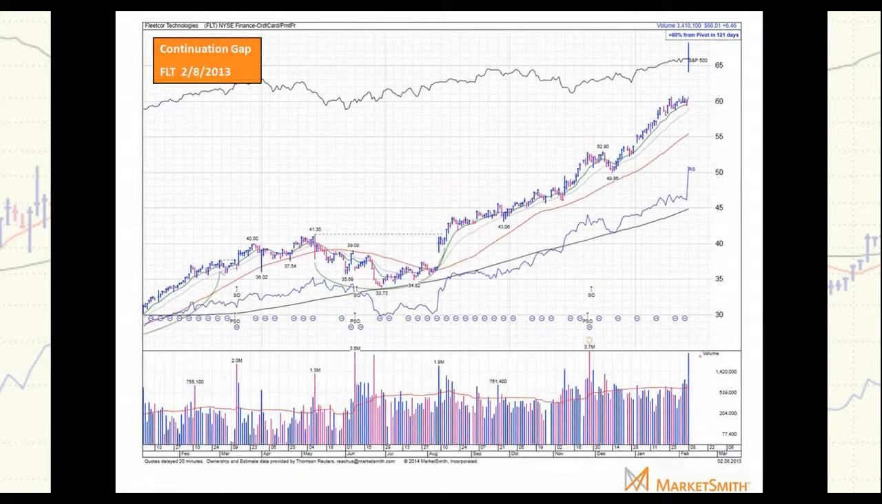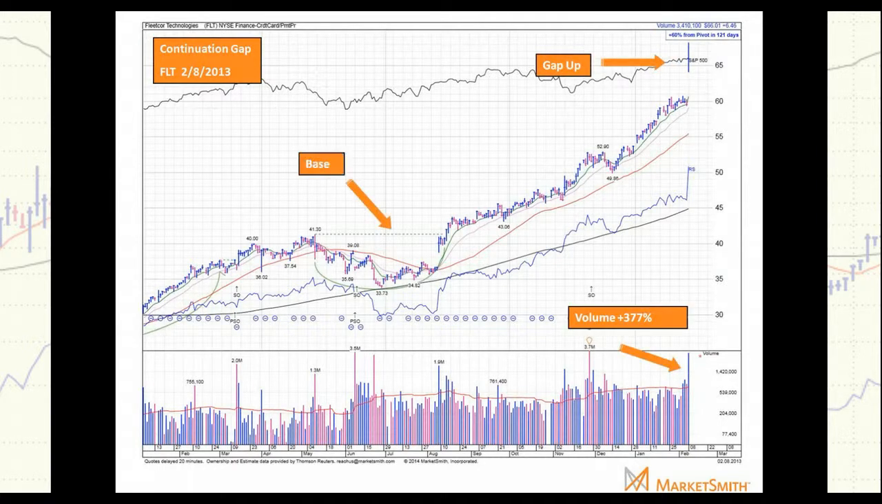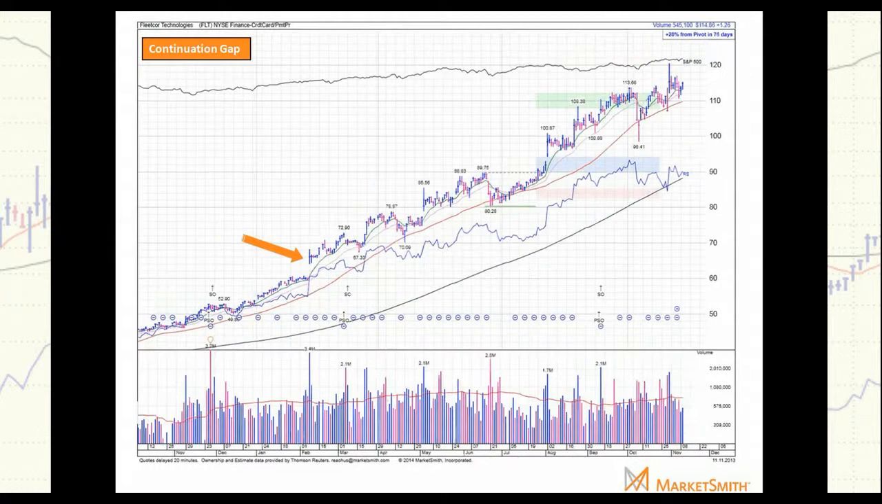Now, FleetCor, another continuation gap right here. You can see it gapping up way up here on big volume. Now there's a problem here. Here's the base right here, and this thing is super extended. So once again, you can't try this one. You just know that this could be a continuation gap or not, but you don't try it on this day. Of course, this one did end up working, but you have to always manage your risk. But this is how a continuation gap is.